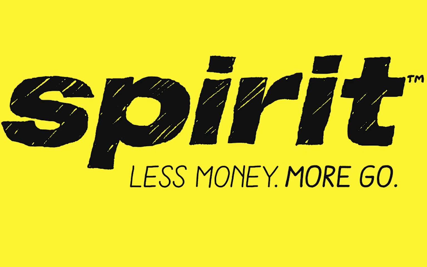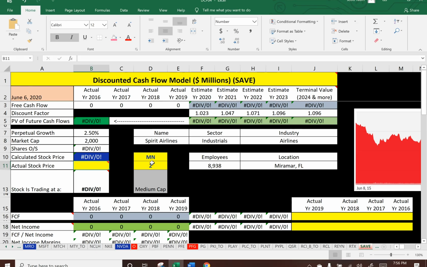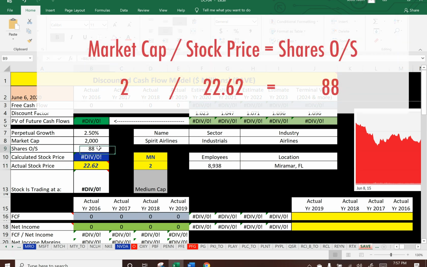Let's look at Spirit Airlines. So the market cap is $2 billion and the stock price is $22.62. So now we know the shares outstanding. That's the market cap divided by stock price gives you the shares outstanding.